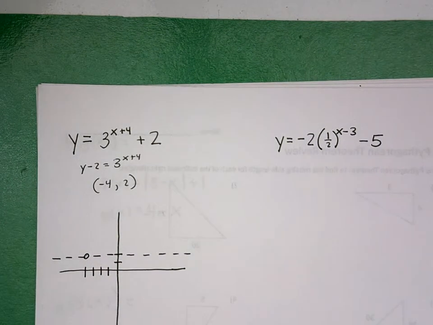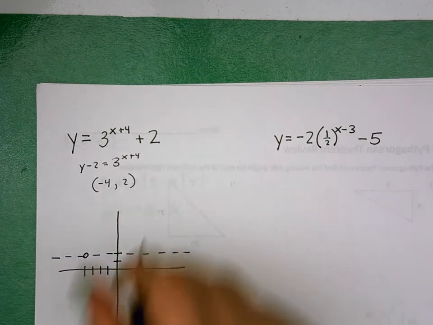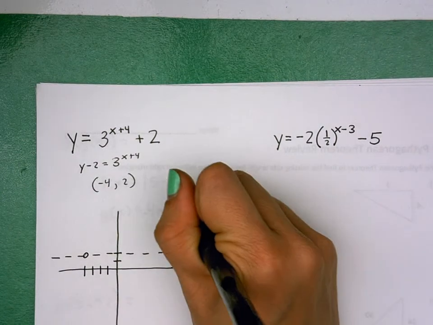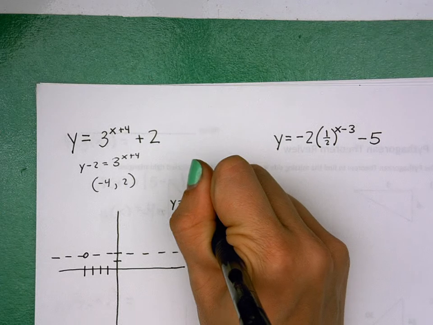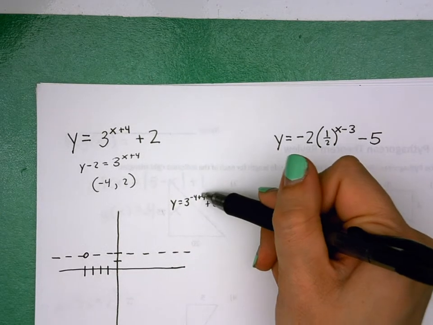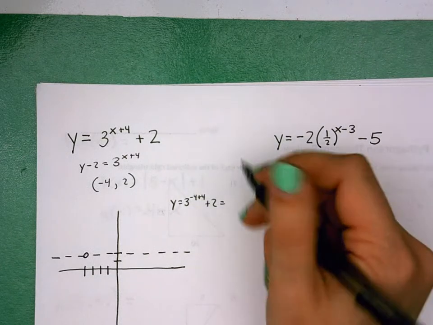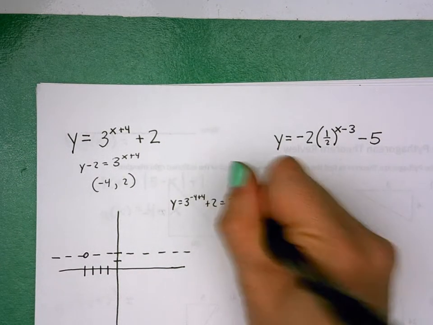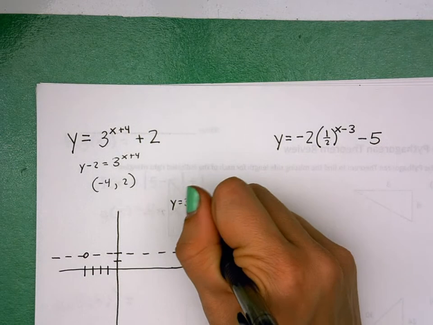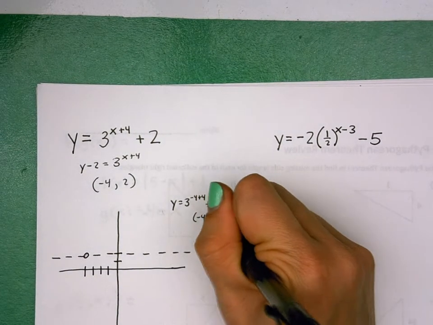And then you have to plug in 2 other values. It's your choice what 2 you plug in, but as we've talked about many times, I recommend plugging in at least the negative 4 as your first one. So y equals 3 to the negative 4 plus 4, because that gives me 0 in the exponent, and 3 to the 0 is 1. 1 plus 2 is 3. And so I can plot a point at x equals negative 4, what I plugged in, and 3, what my y equaled.